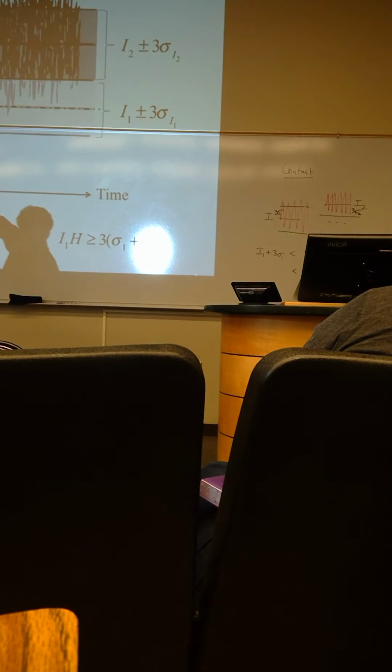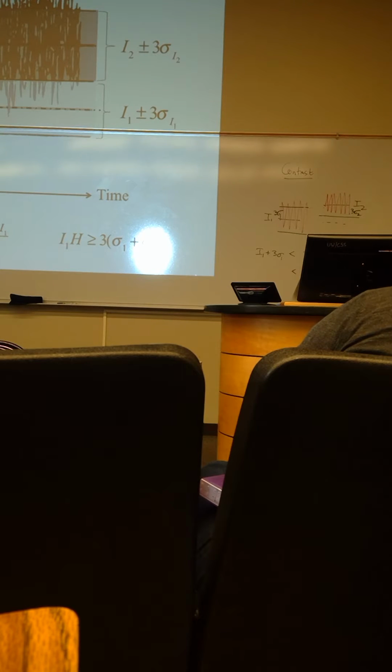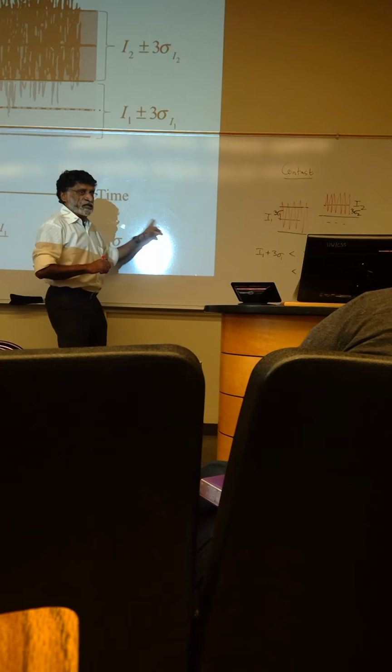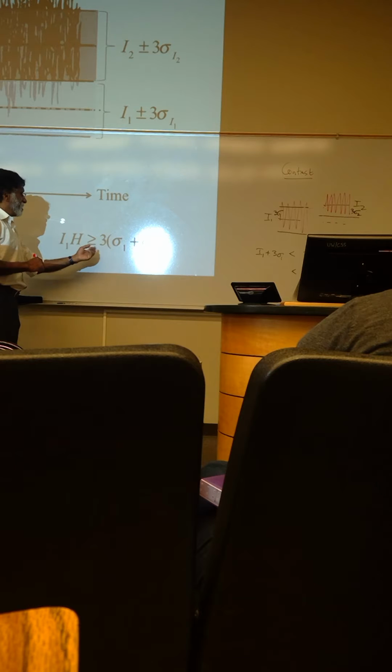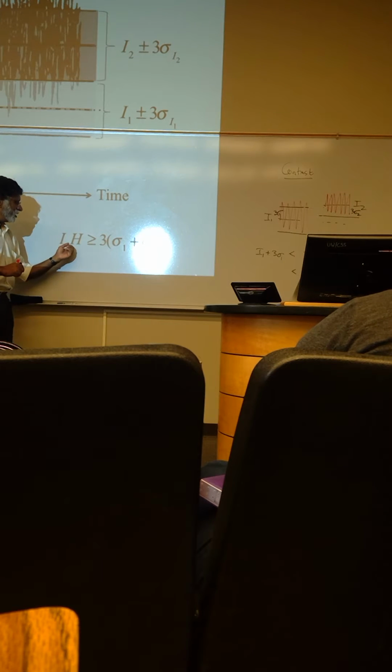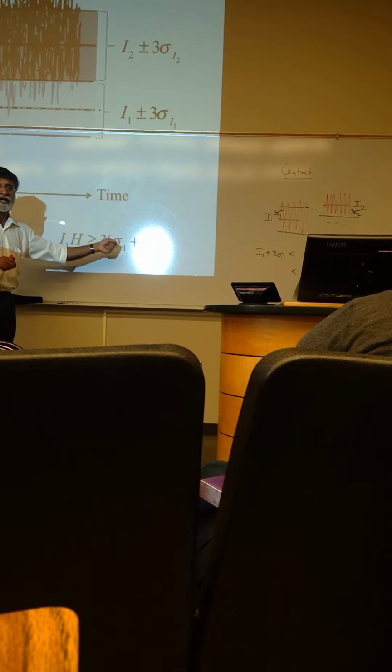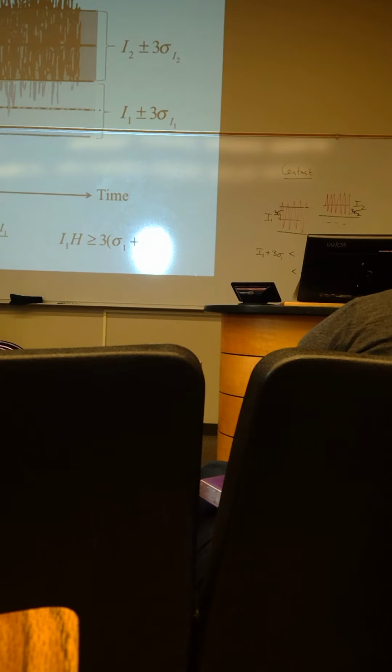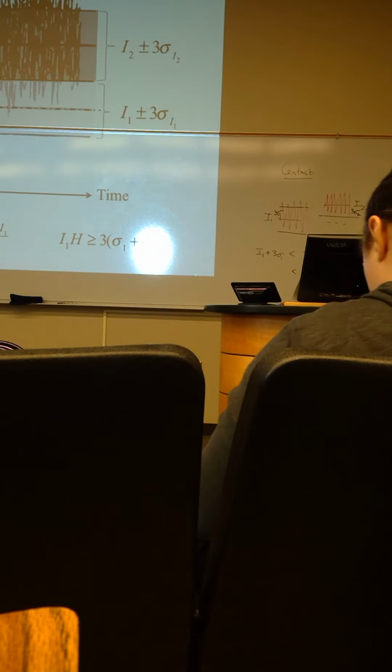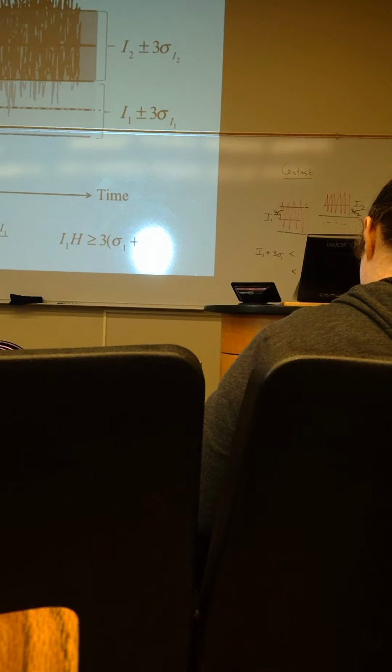Those are the two levels. You have the first level, and that is the variation there, and then here's a variation there, and these two should be resolved. In order to be resolved, this one should be less than this, and this would be the final condition. And if sigma is the same, this becomes 6, and H would be 6 sigma divided by I1. This is the standard condition that you need for any imaging to have meaningful contrast.